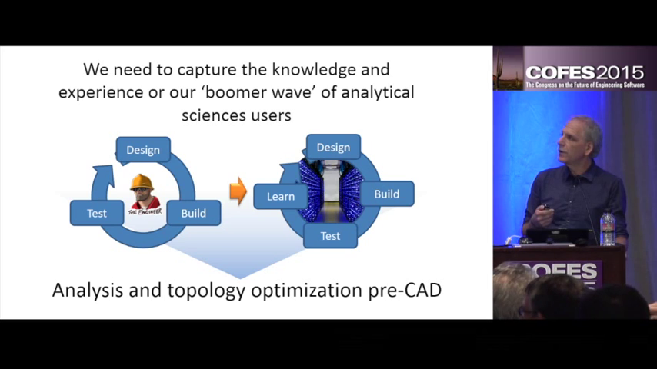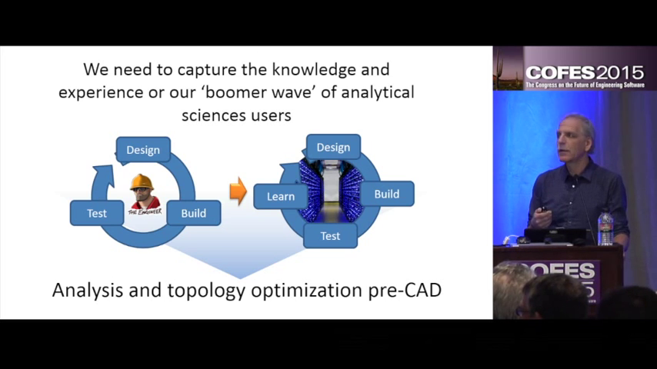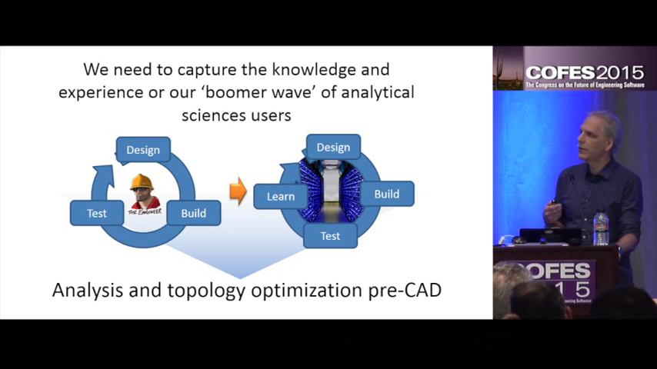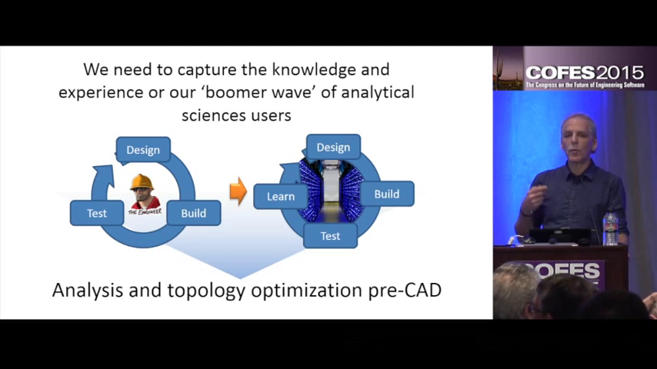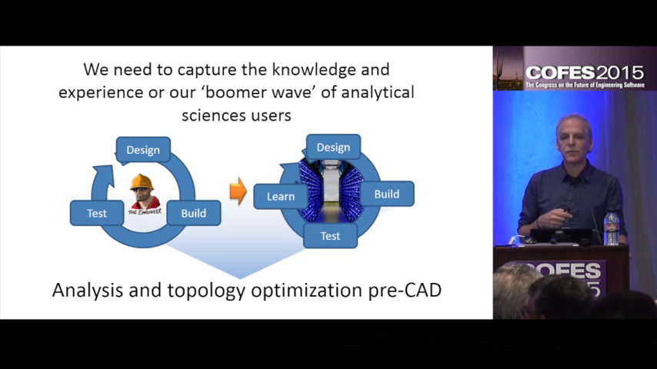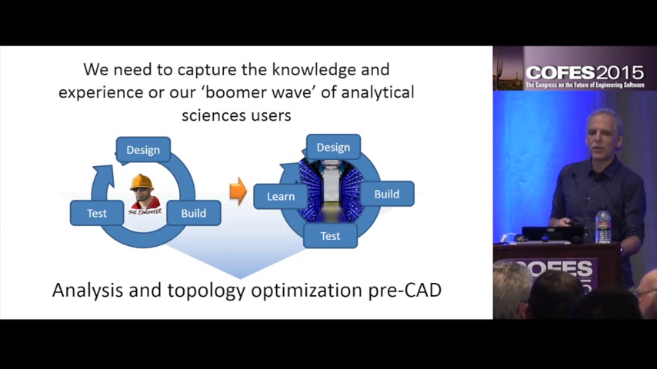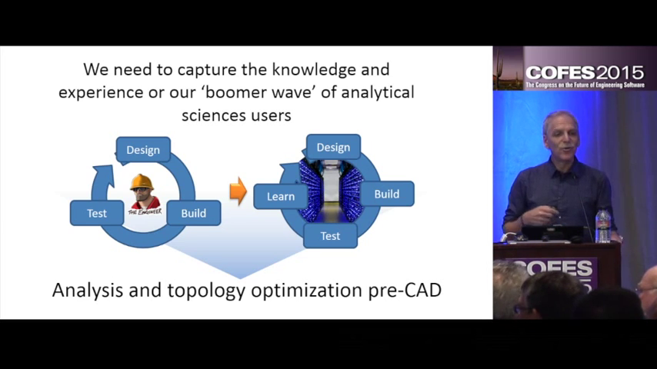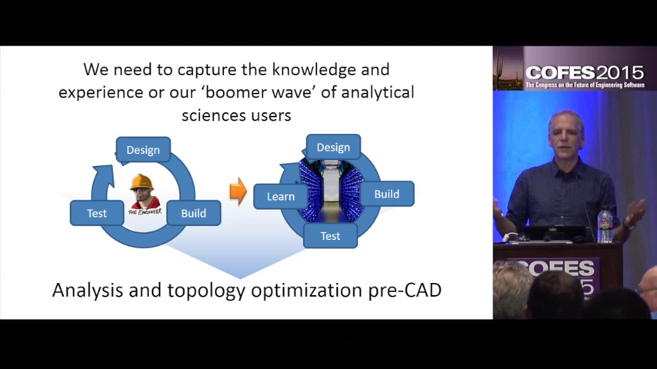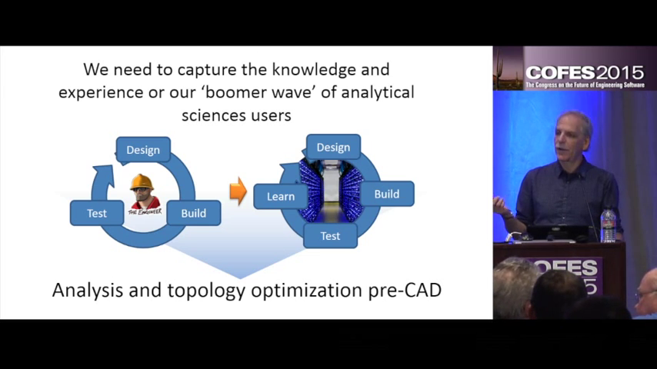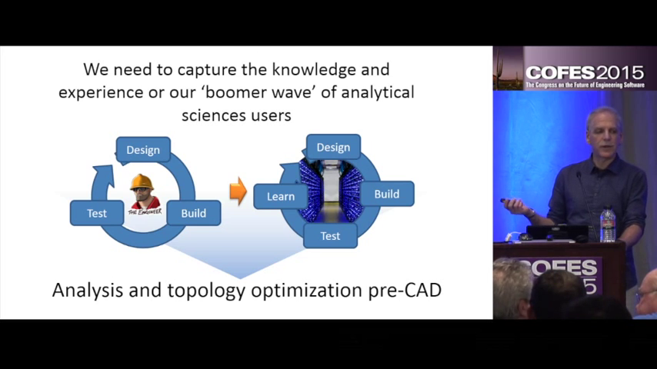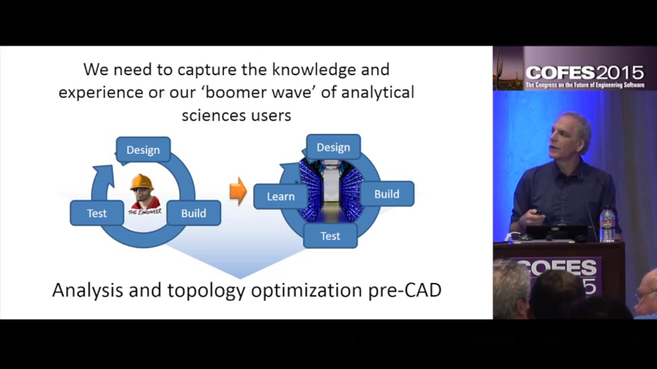So we concluded that the best way to do that, first of all, is to capture the knowledge of what we call the boomer wave of analytical science users. There's a group represented very well by the people here who know this, who live and breathe it. We created this technology. But there's a new generation that didn't create it, that are just using it. They exploit it. That's the way technology works.